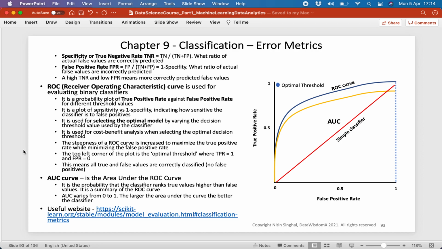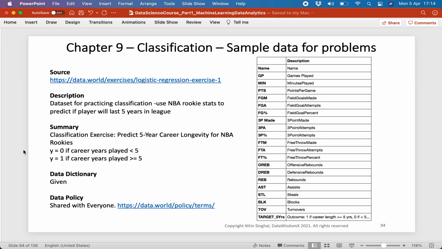Okay, so now let's look at the sample data we'll be using for the classification model. There are two sample data sets we are using. Both are from very good public data websites. One is data.world and the other is Kaggle. I'm sure you might have come across Kaggle, especially for its machine learning and other data science competitions.